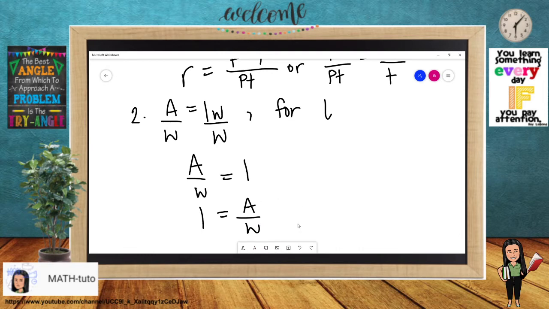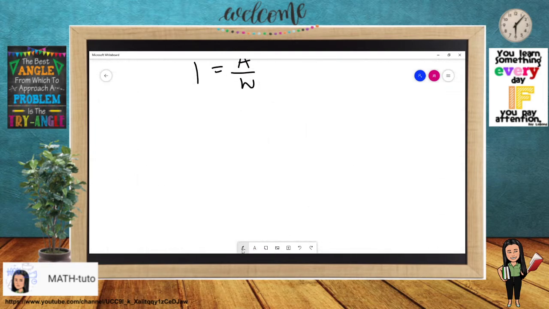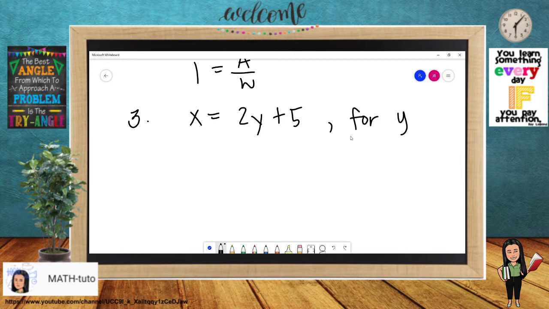Next, let's have another example. X is equal to 2y plus 5, and we are solving for y. Not all literal equations represent specific formulas. They can just be equations, but normally they consist of more than one variable, such as this one. This has x and y. We are solving for y, so the answer will be in terms of x.